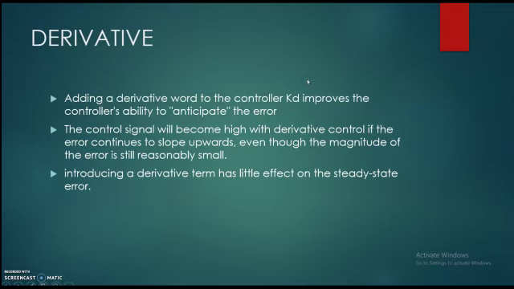Next, for the derivative, adding a derivative term to the controller improves the controller's ability to anticipate the error. Second, the control signal will become high with derivative control if the error continues to slope upwards, even though the magnitude of the error is still reasonably small. And lastly, introducing a derivative term has little effect on the steady state error.